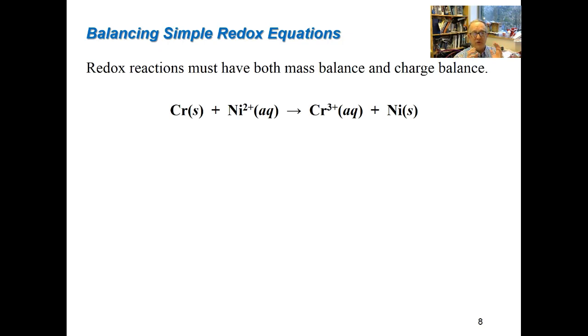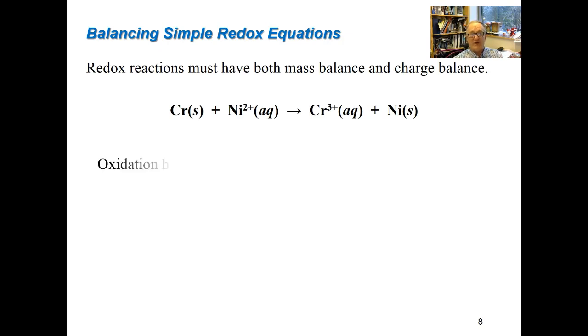So if we look at this reaction, chromium solid plus nickel 2+ reacts to make chromium 3+ plus nickel solid. One chromium on both sides, a nickel on the reactant and product sides. Up to now, we said that's okay, but the charges don't balance. +2 on the reactant side, +3 on the product side. So we've got to do some further work here because we've got to get those charges to balance.